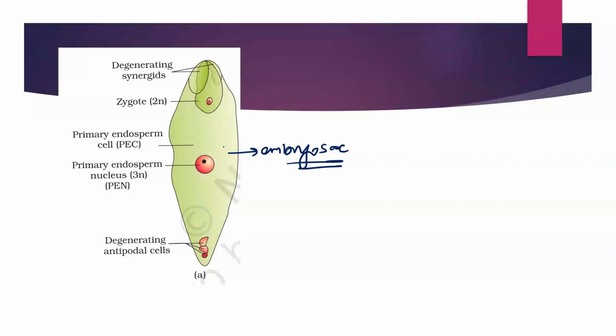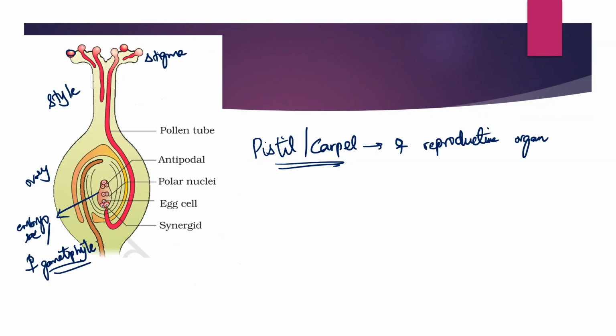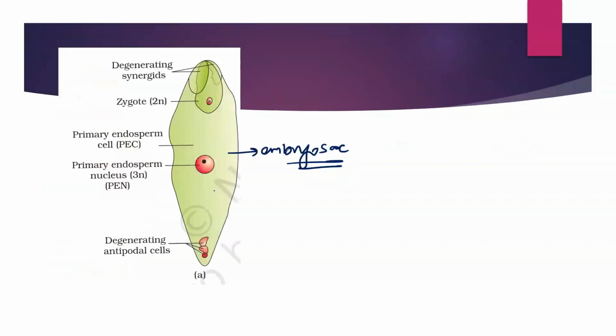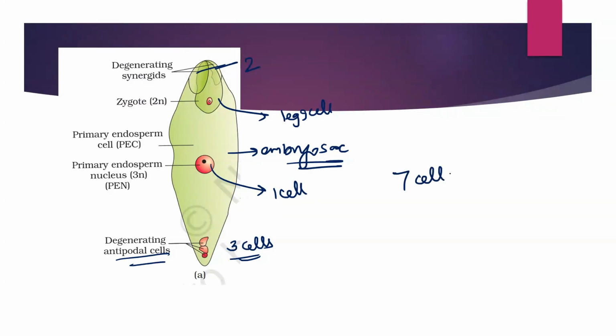Now you can see here there is an egg cell, two synergids, polar nuclei, and two antipodals. The reverse is shown in this diagram. Down you have the antipodal cells. There are three antipodal cells, one central cell, one egg cell, and two synergids. Total how many cells? 2 plus 1, 3, 3 plus 1, 4, 4 plus 3, 7 cells.